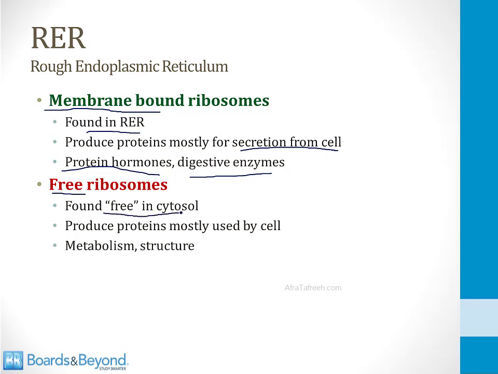The free ribosomes are found free in the cytosol. That's how they get their name. And they produce proteins that are mostly going to be used internally by the cell, such as proteins that are important for metabolism of the cell or structure of the cell.